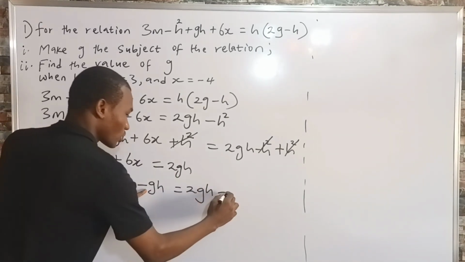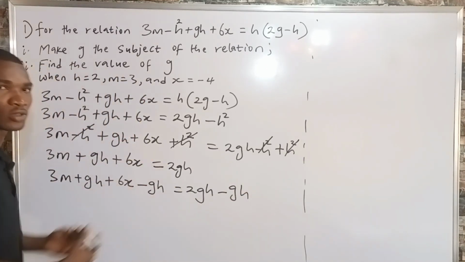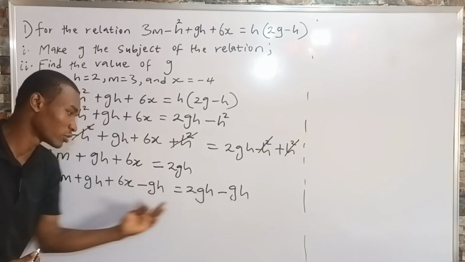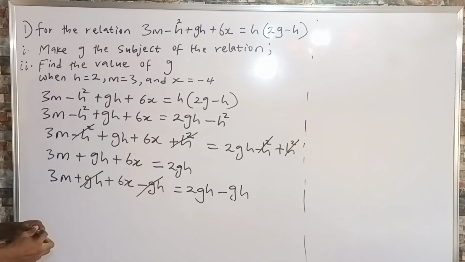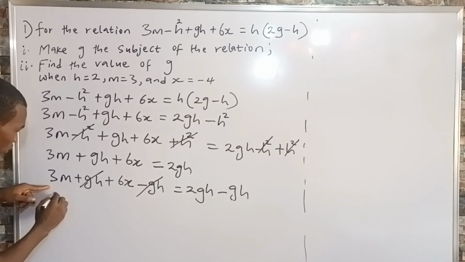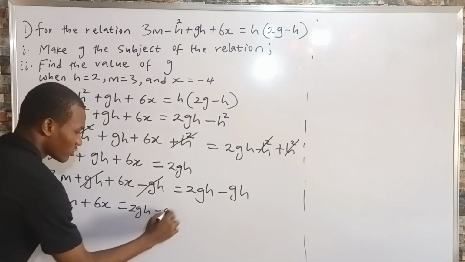I will now also have to subtract gh from the right-hand side of the equation. Whatever I do on the left-hand side should also be done on the right-hand side. We are subtracting gh from both sides because we want this gh to cancel out this gh, because plus gh minus gh is 0. So we are left with 3m plus 6x, and that is equal to 2gh minus gh.